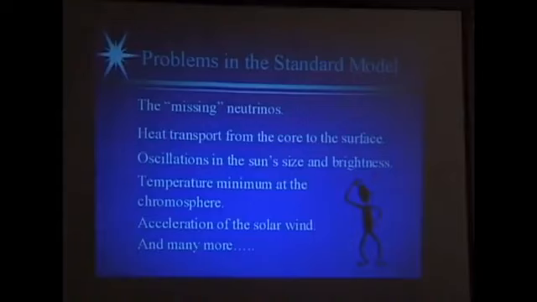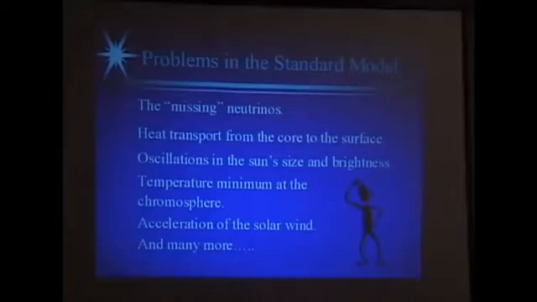We'll discuss that. There are some oscillations in the sun's size and brightness, and of course oscillations in the solar wind, as somebody pointed out the other day. If there's a fusion reaction going on in the core, then how does this reaction have periodicities? That's never been discussed by nuclear physicists.